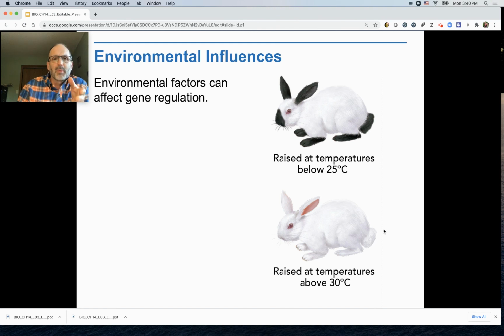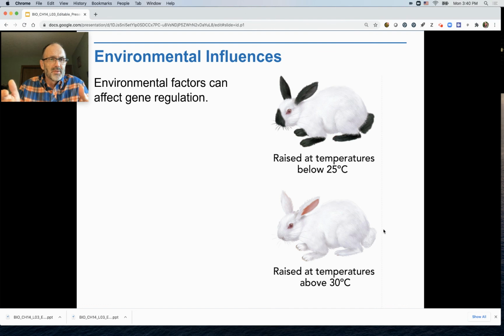Then there's environmental factors. So if you raise these Himalayan rabbits in temperatures below 25 degrees C, they end up with these characteristic markers of black and white. If you raise those rabbits in temperatures above 30 C, those rabbits are white. So if you take a rabbit and you put an ice pack on the rabbit's back and raise that rabbit, and that ice pack is a cold place, it'll have a black patch on it.